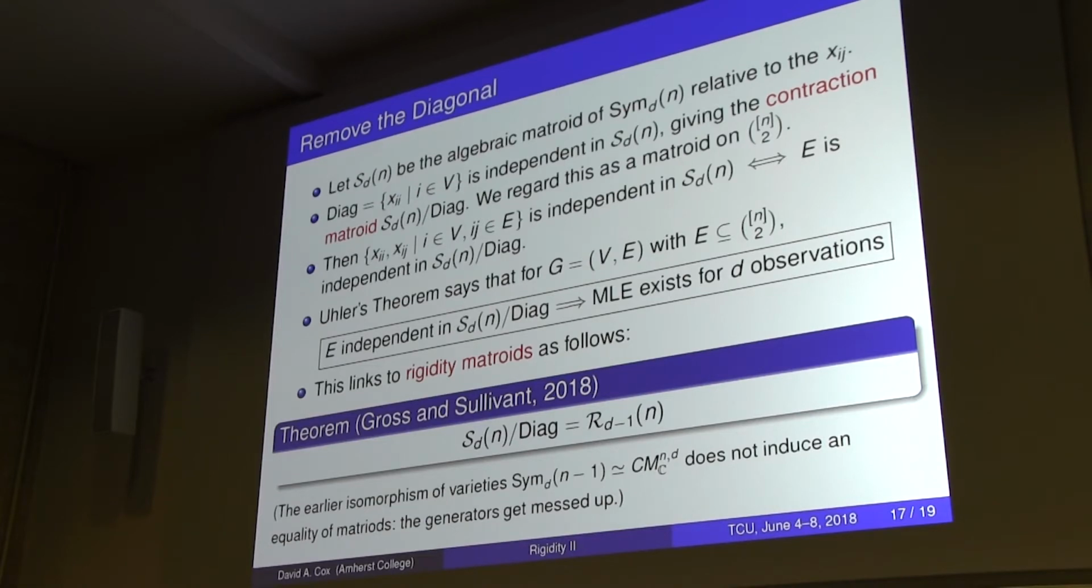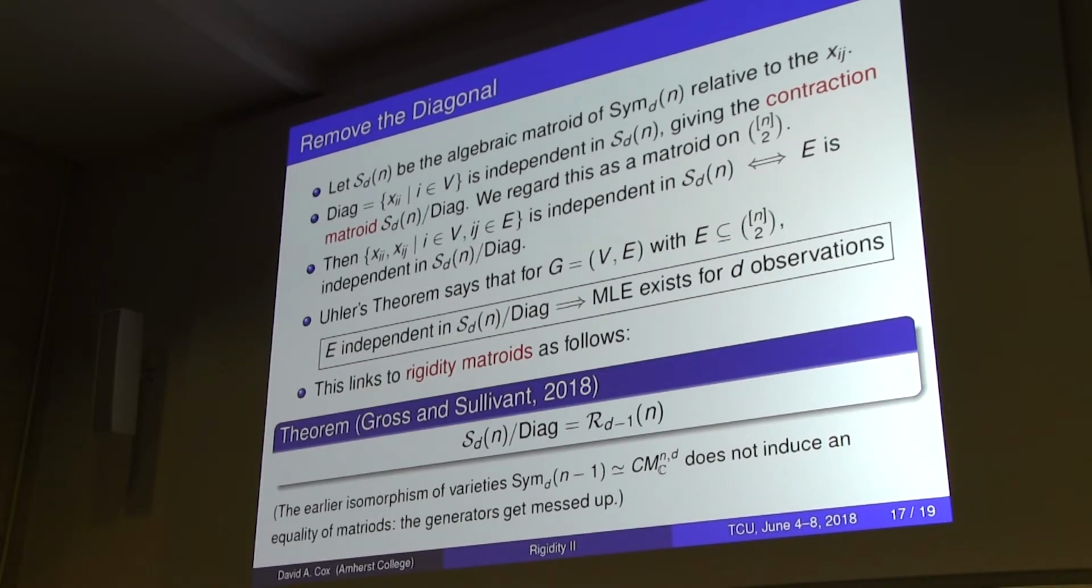So here's the algebraic matroid of this variety of symmetric matrices of rank less than or equal to d, again relative to the xij's. But again, we want to get rid of that diagonal, and it turns out the diagonal is an independent set in this matroid. There's simply a matroid construction for this: a contraction matroid, where I simply contract the diagonal. Then the remaining entries are the ones strictly above the main diagonal, and that's exactly the set we're interested in for the rigidity matroid.